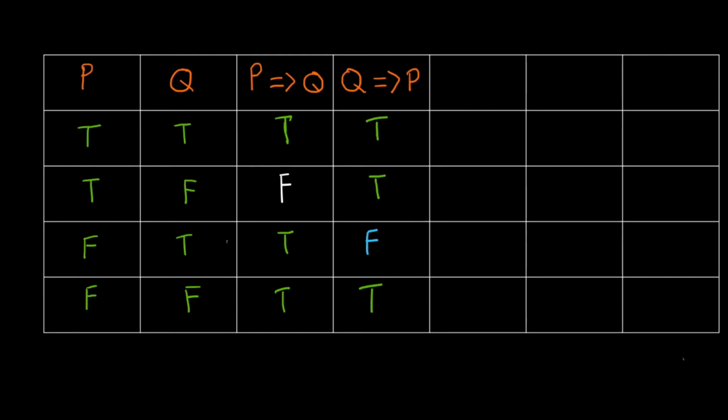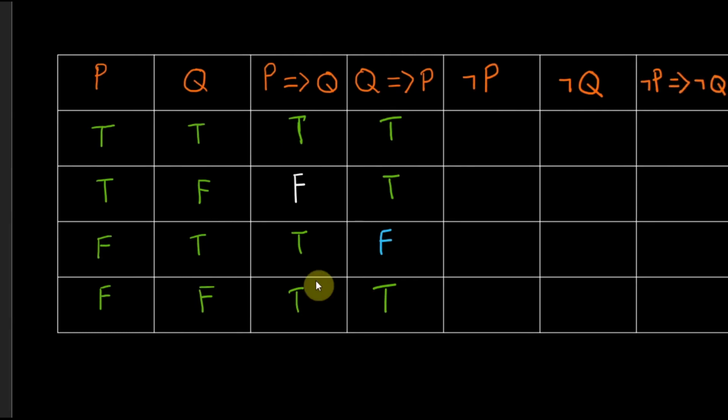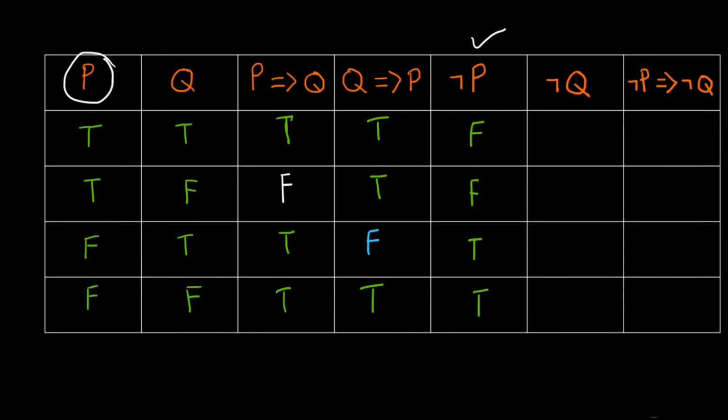Let us find out from the truth table for the inverse. We are already familiar with the truth table for implication. We just need to add 3 more columns to it: not P, not Q, and not P implies not Q. The entries for the not P column are the opposite of the P column. Enter false, false, true, and true. Similarly, the not Q column is the opposite of the Q column. Therefore, enter false, true, false, and true.